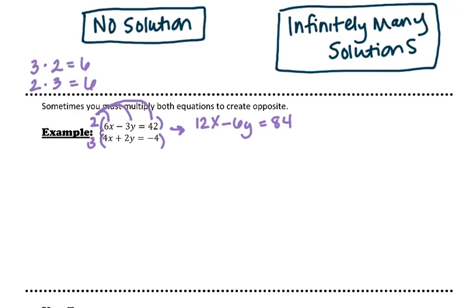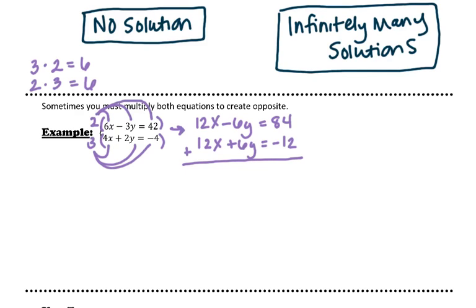Then I'm going to come to the bottom. 3 times 4x is 12x. 3 times 2y is plus 6y. And don't forget the last one. 3 times minus 4 is minus 12.